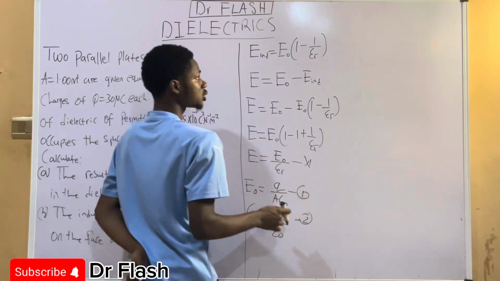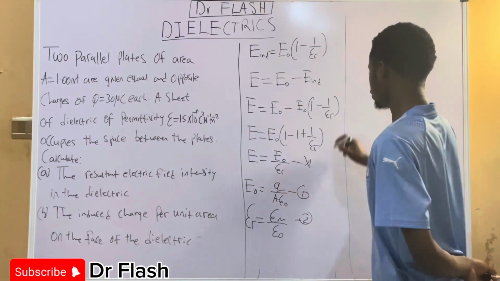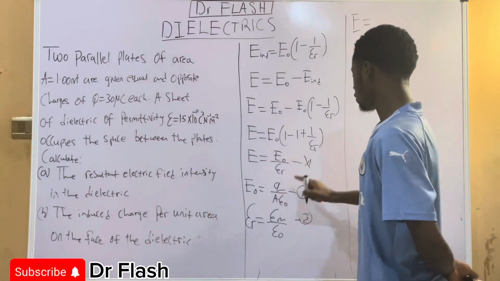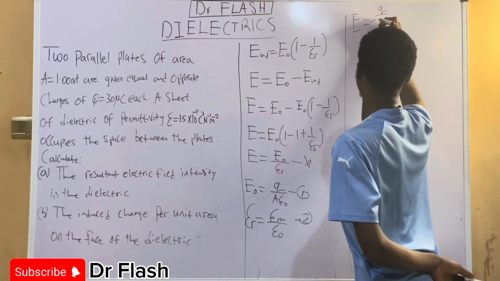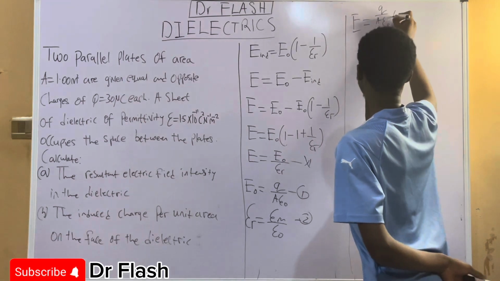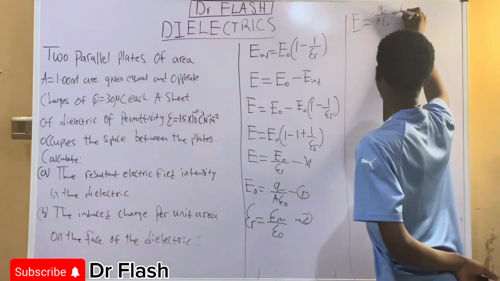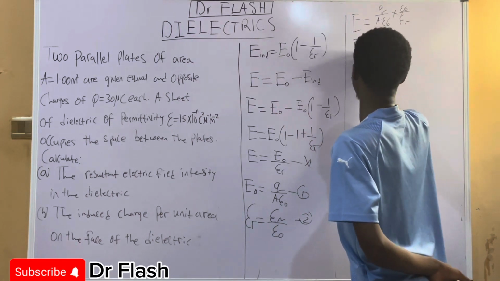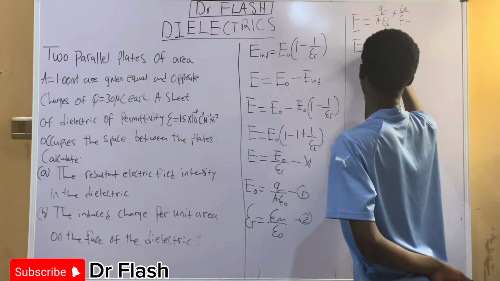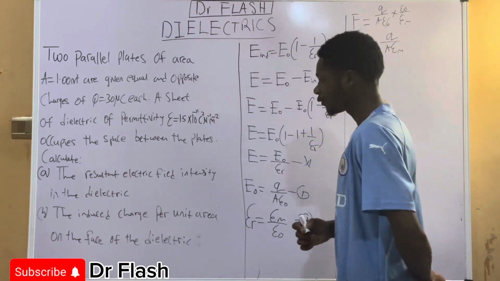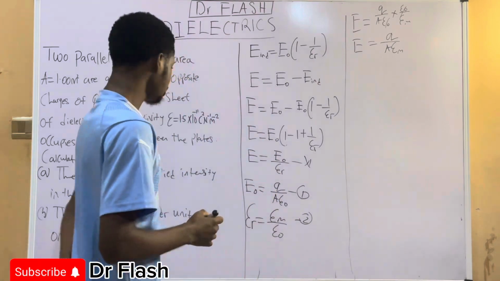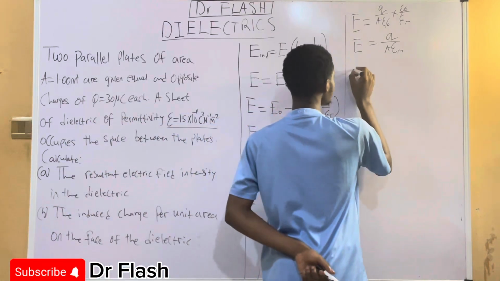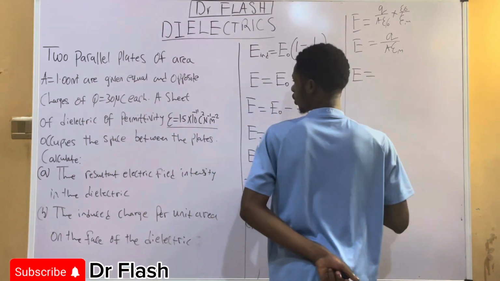Now if we substitute both into this equation, we're going to get the electric field equal to E naught, which is Q divided by A epsilon naught, times, switching this one upside down, epsilon naught divided by epsilon m. Epsilon naught cancels epsilon naught, so the net electric field is going to equal Q divided by A times the permittivity of the medium. Now we're given the permittivity of the medium in the question, which we are going to make use of.